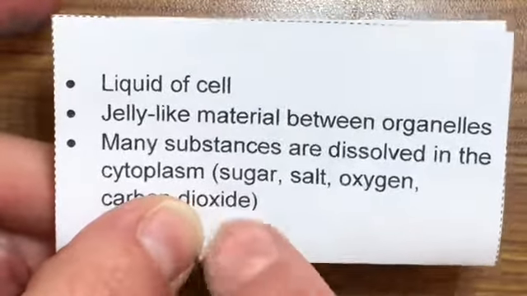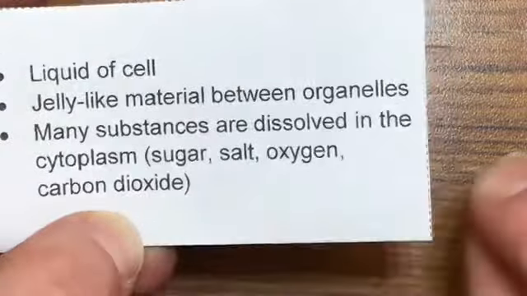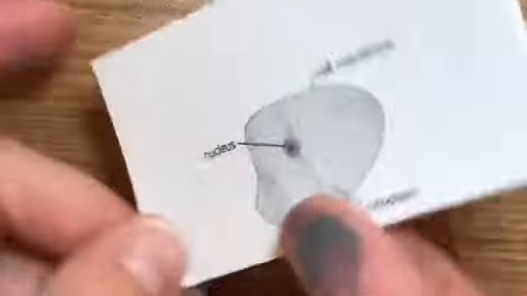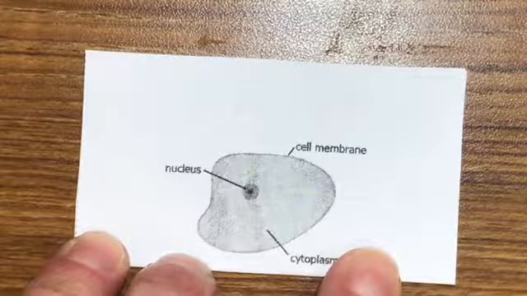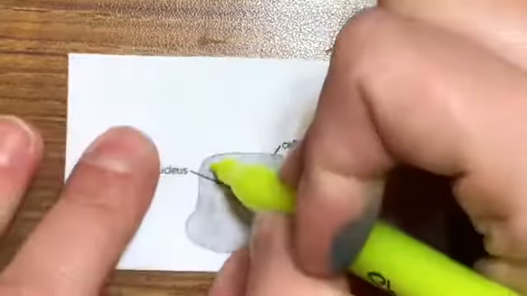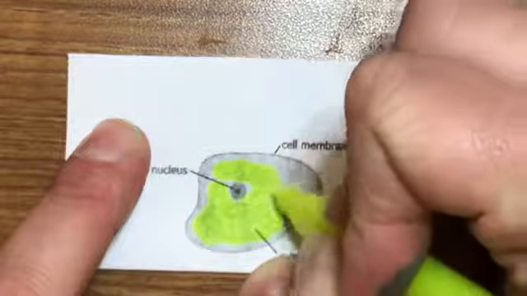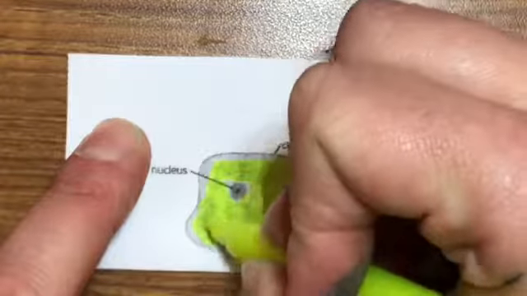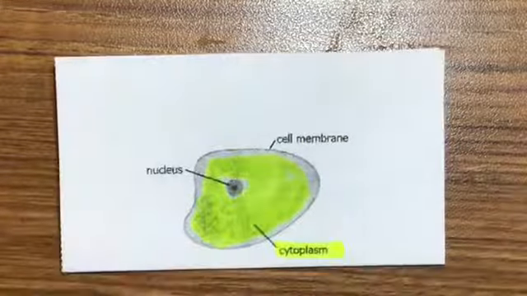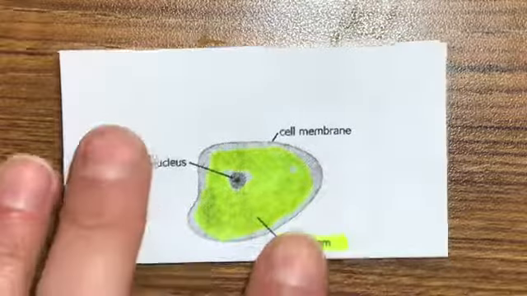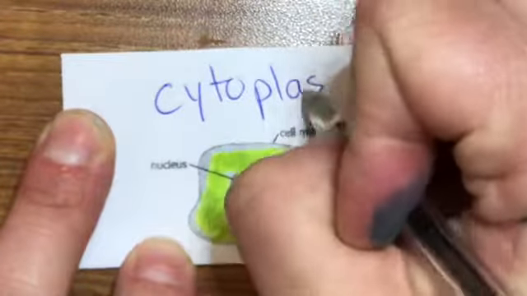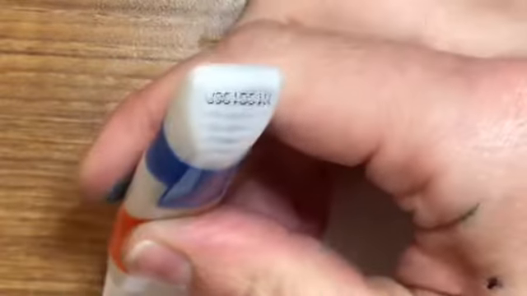Okay, again, that same image, but now it's the liquid of the cell, the jelly-like material between the organelles. Many substances are dissolved in the cytoplasm, including sugar, salt, oxygen, carbon dioxide, etc. So the cytoplasm, okay, we're talking about the liquid. It's not the membrane, it's not the nucleus, it's the liquid in the cell. Okay, the cytoplasm. And you can write the word cytoplasm, be a good idea. Go ahead and glue it shut.